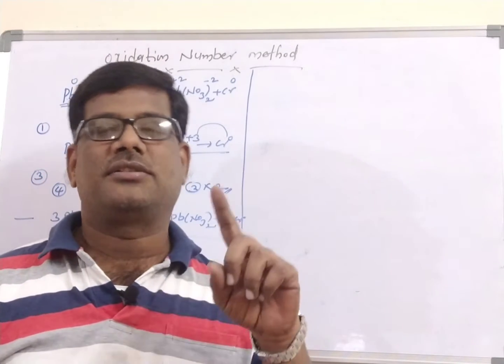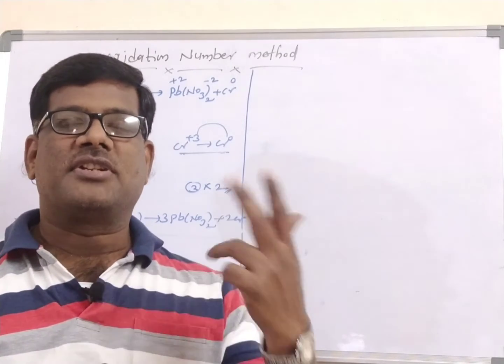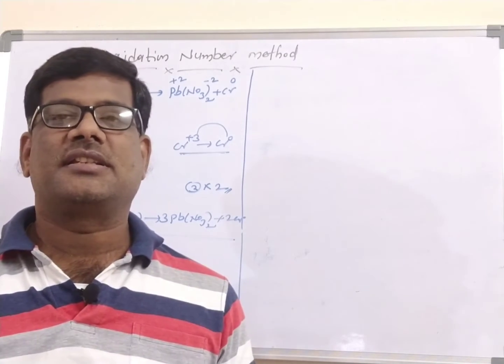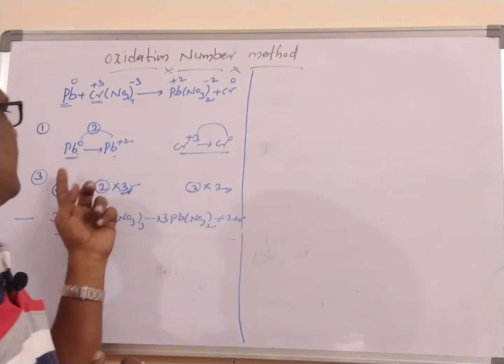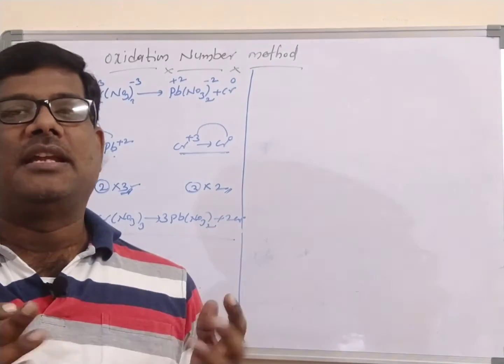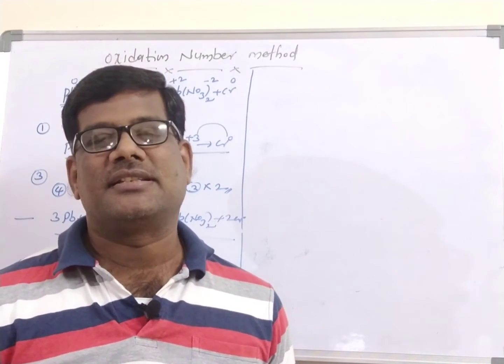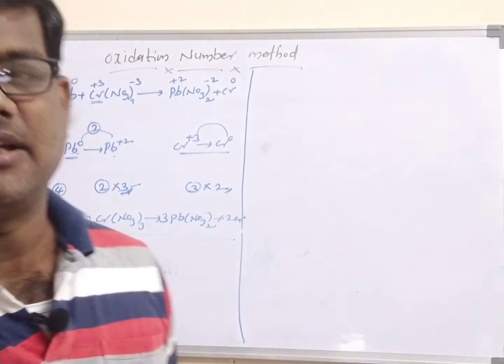Simply, first you have to divide into the two oxidation numbers, and you have to observe the increasing and decreasing oxidation state. Immediately you have to balance with respect to atoms. If it is not balanced, then equalize the oxidation numbers, increasing oxidation number with the decreasing oxidation state. Ultimately you will get the equation.